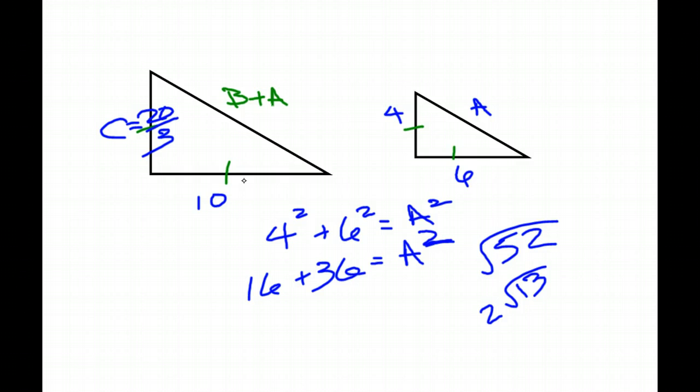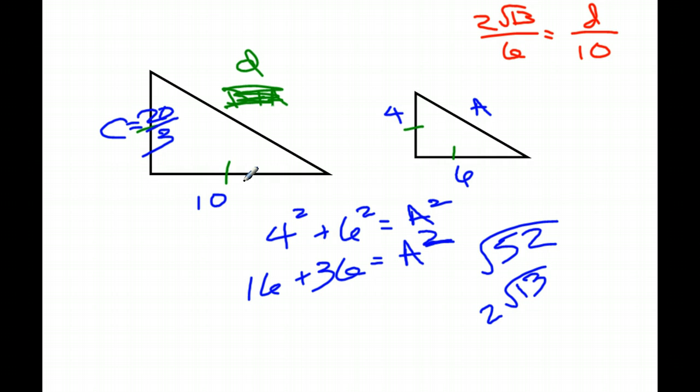Wait, you said a over 6 plus b, plus a over 10, or something like that? Yeah, what I would do, I would just call this something else. I'd call it d or something, so you don't have b plus a. That's kind of silly. But then you can't really solve that. Well, you've got whatever a is, 2 square root of 13 over 6 equals d over 10. But doesn't it just equal the same thing?